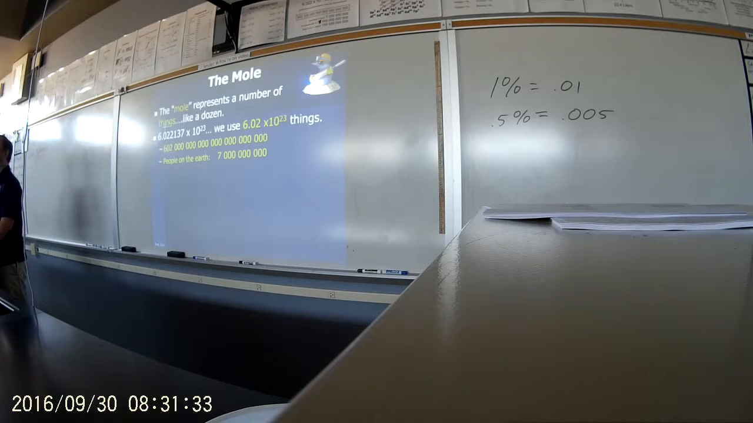If you had a mole of pennies, 6.02 times 10 to the 23rd pennies, put it in a bag, it would be about a mile deep. If you had a mole of dollars, probably about a half a mile deep.